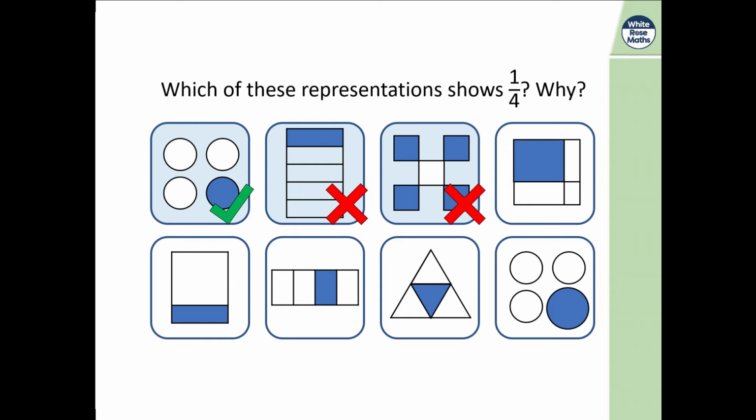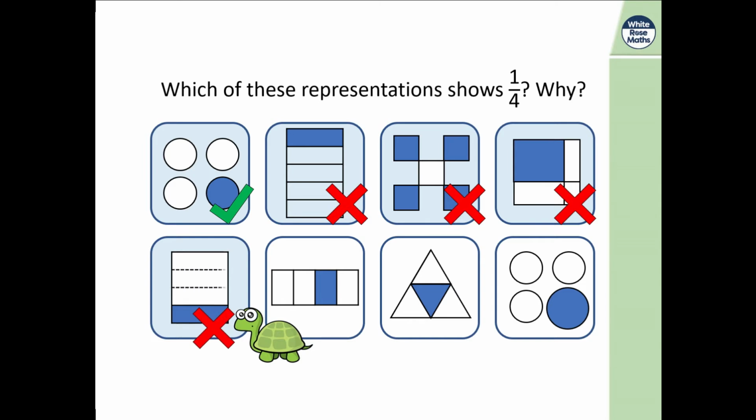Let's look at the fourth example. There are 4 sections, and there is 1 shaded blue, but they are not equal sections. So this does not show 1/4. Let's have a look at the fifth one. You can see there's 1 section shaded blue and the white space is much bigger. Tiny thinks that this isn't correct.